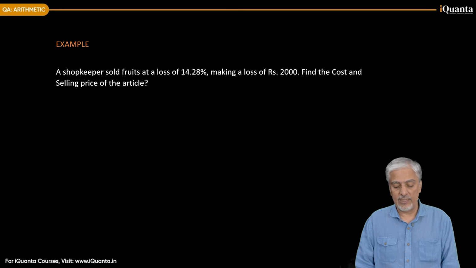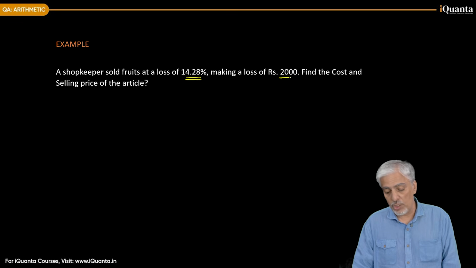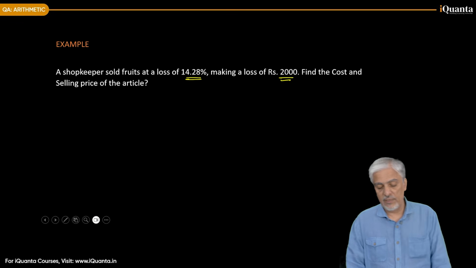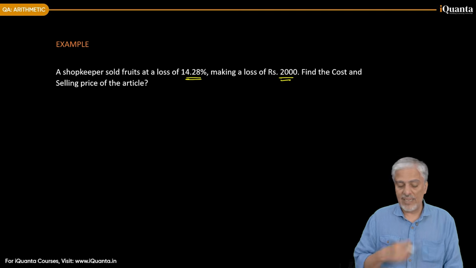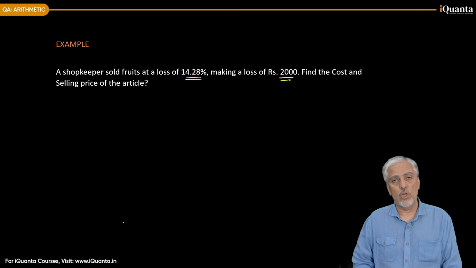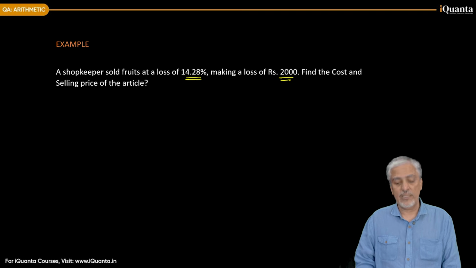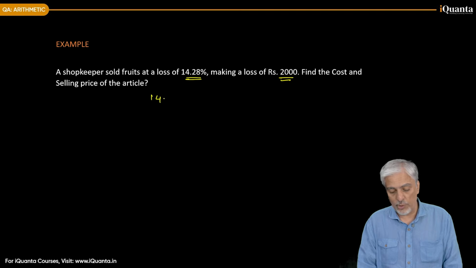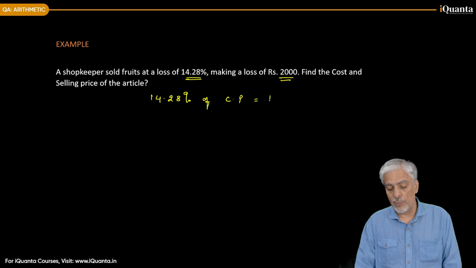Okay, let's continue. A shopkeeper sold fruits at a loss of 14.28%, making a loss of 2,000 rupees. Find the cost price and the selling price of the article. Now, tell me what was the loss on? The loss is always on the cost price. So this loss percentage is always on the cost price. So it is 14.28% of the cost price is rupees 2,000.